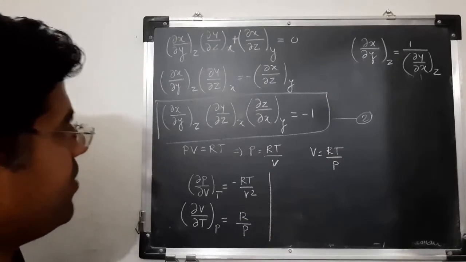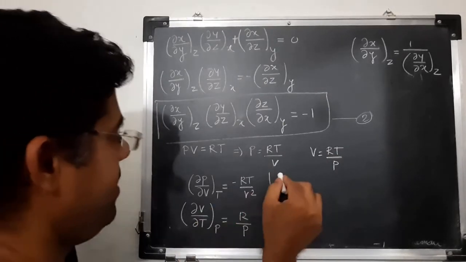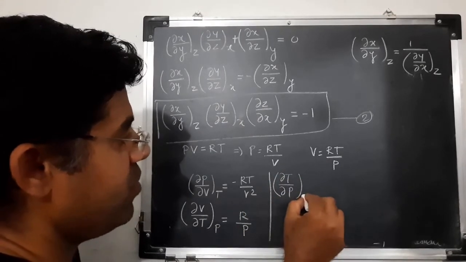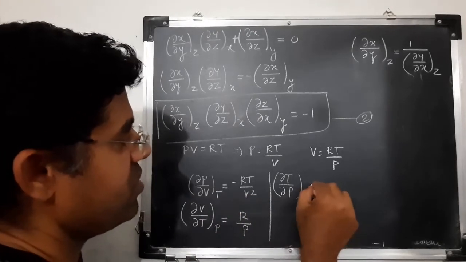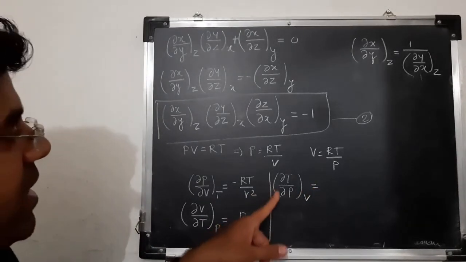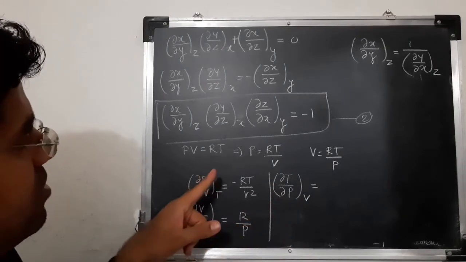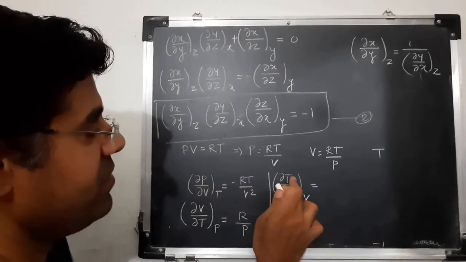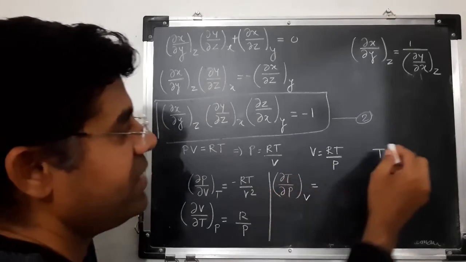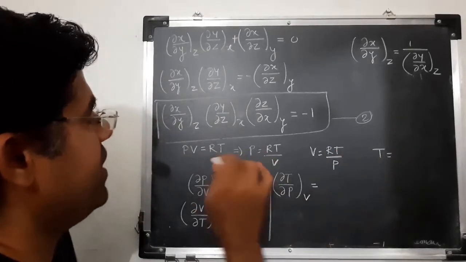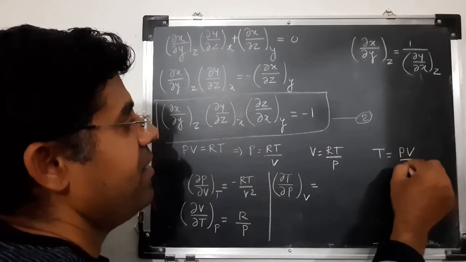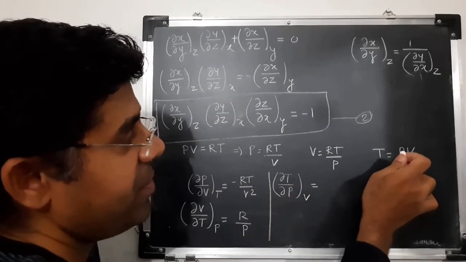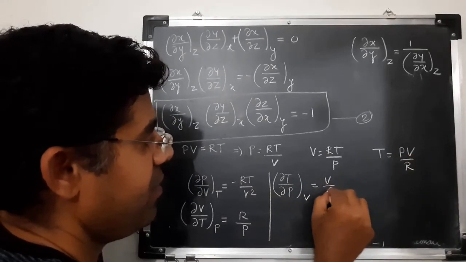Then third, what we have to determine is del T over del P, and what is constant? Volume is constant. So the equation becomes del T by del P, volume constant. The given equation I can write in terms of T. This is very important: whatever the partial derivative, this is your function, so that should be on the left-hand side. So T is equal to PV by R. Now del T by del P is nothing but V by R.